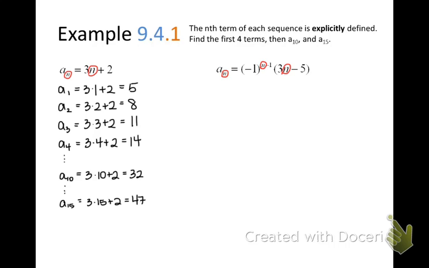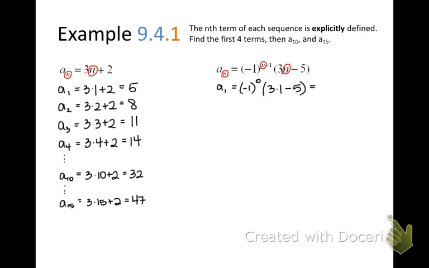So when I plug in a sub 1, I get -1 to the 1 minus 1. But what's that going to be? To the 0, right? Times 3 times 1 minus 5.